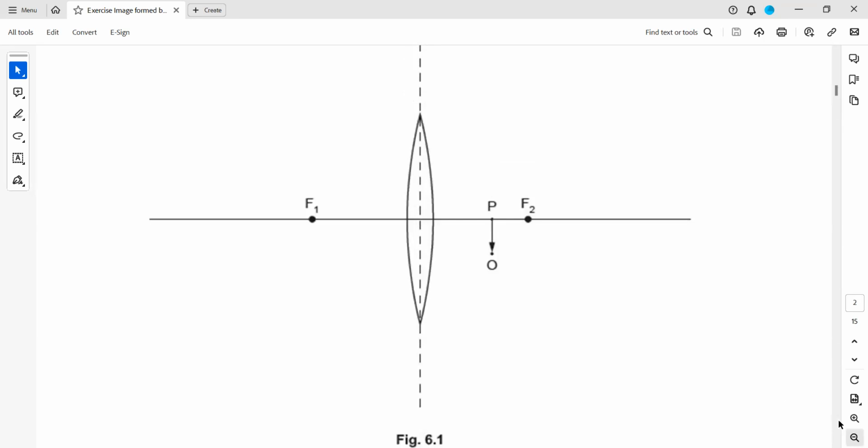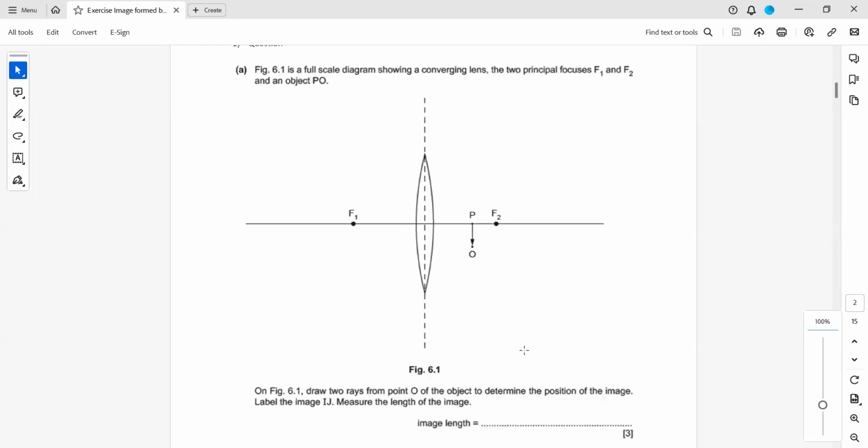So first, here is an object. Just follow the rule. We always draw from the tip of the object first. From the tip of the object, we draw a parallel light ray. From where will it pass through? F1. So it will pass through F1.